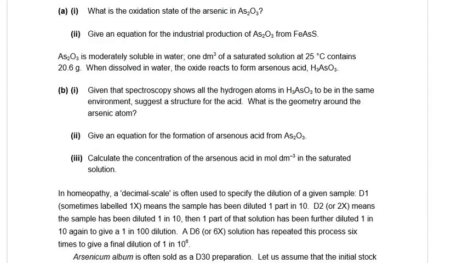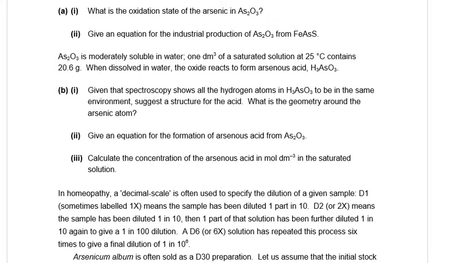For part B, we're given some additional information which tells us about the arsenicum album, the oxide, being moderately soluble in water, and 1 decimeter cubed of a saturated solution containing 20.6 grams. We're also told that the oxide reacts to form arsenious acid, H3AsO3. And B part 1 says that all of the hydrogen atoms in this acid are in the same environment, and suggest a structure for the acid. And what is the geometry around the arsenic atom?